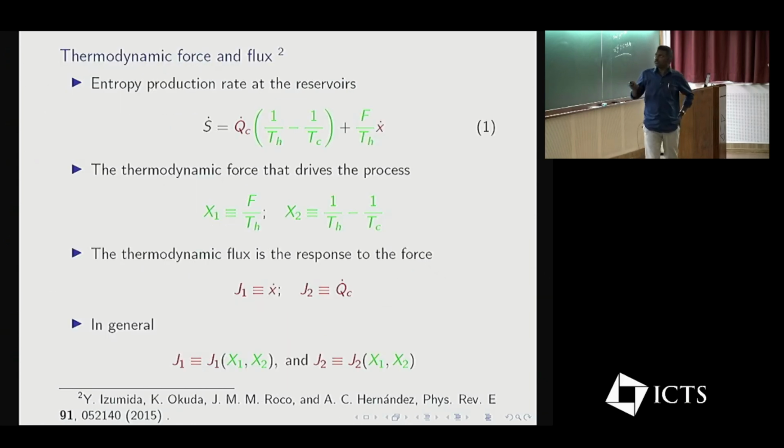Next, we separate the time derivative quantity and its coefficient. The time derivative quantity we call a thermodynamic flux, and its coefficient we call a thermodynamic force. By thermodynamic force we mean the one which drives the thermodynamic process, and the response to the thermodynamic force we call a thermodynamic flux. In general, when the heat transport process as well as the piston movement happen simultaneously, one can influence the other. Therefore, both fluxes are functions of x1 and x2.